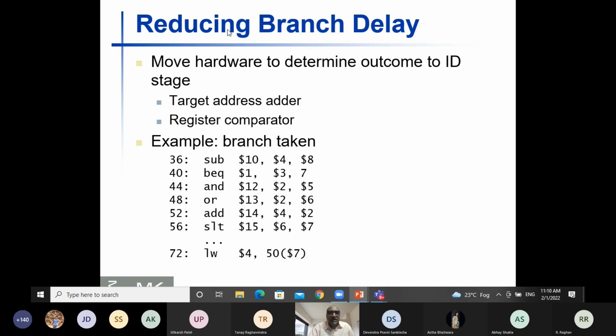Since the comparator is just to check whether two 32-bit words are the same or not, that can be done in an efficient way with a minimal number of gates. So if you can do all these tasks in stage 2, then we can control the number of instructions to be flushed out, or we can control the loss to some extent. Otherwise, earlier we had 3 instructions to be flushed out if the branch is successful. And now we have only one instruction to be flushed out, right?